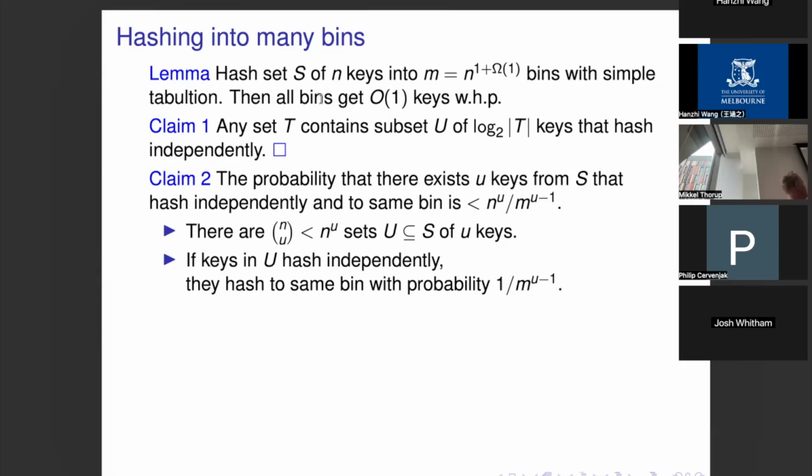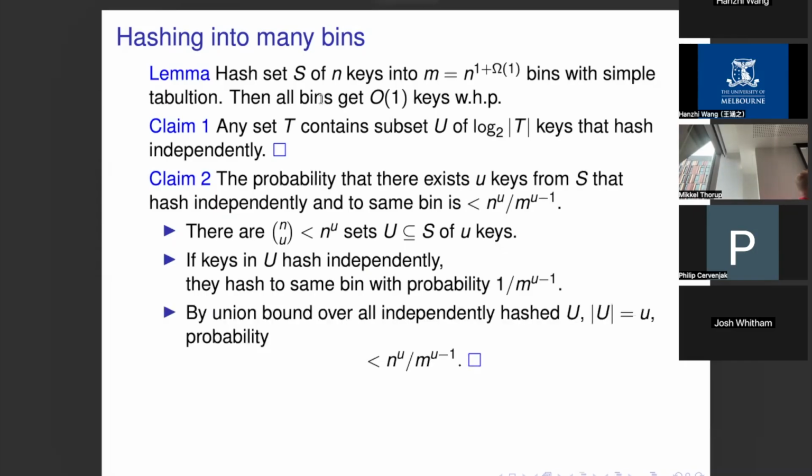But if they hash independently, so conditioning on that can only increase my probability, then the probability that they land in the same place: I place 1, and the rest have to go to the same place, U minus 1 of those. That's 1 divided by m to U minus 1. Okay, so now we just union bound over all these sets, and we conclude the probability is n to U divided by m to U minus 1.